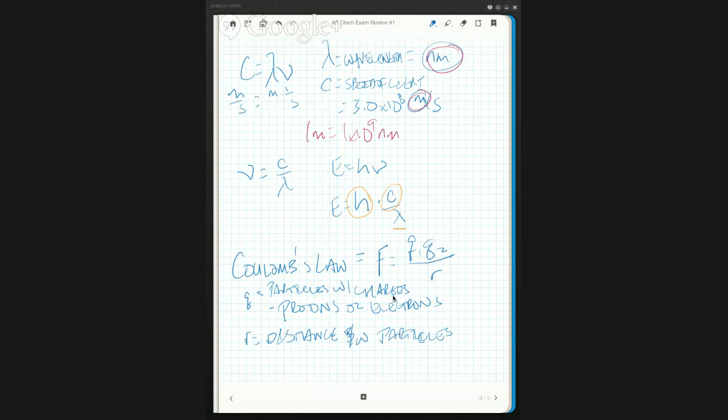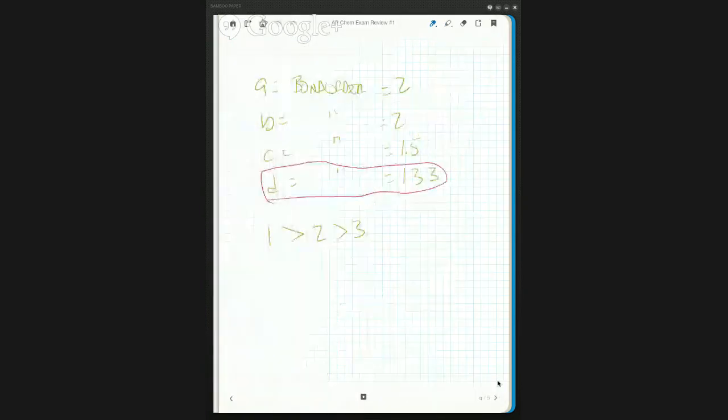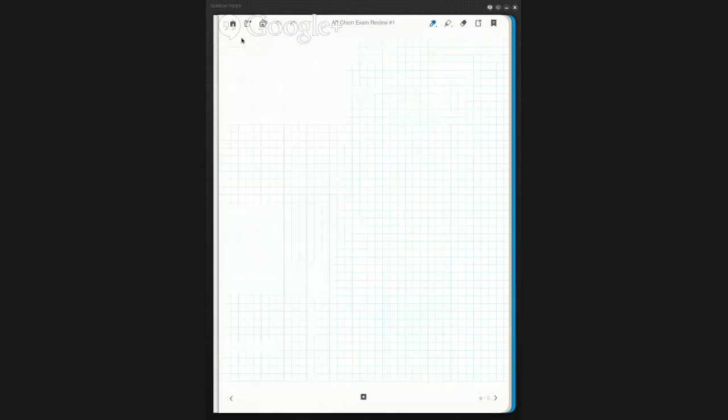This would also be the unit where we would talk about electron configuration. And honestly, this is something you guys should know already. Electron configuration.